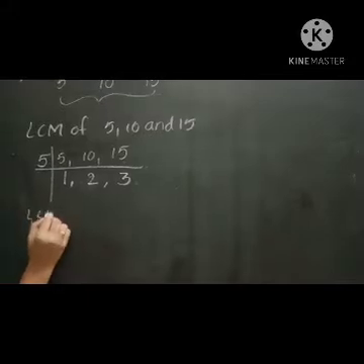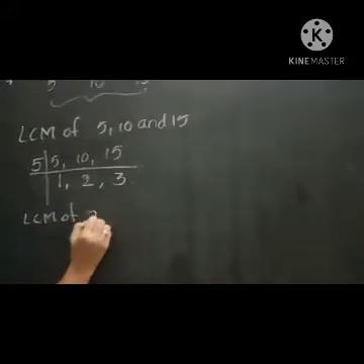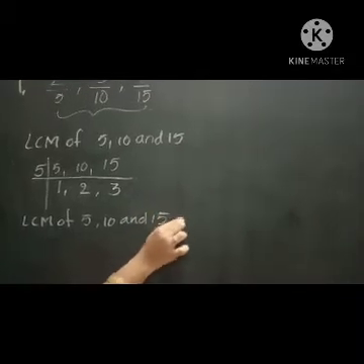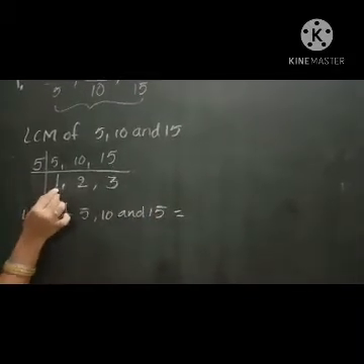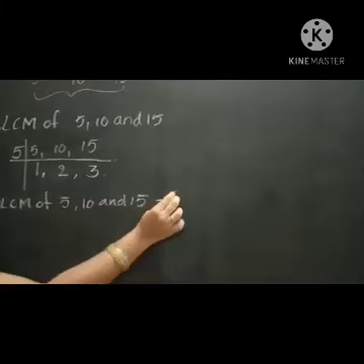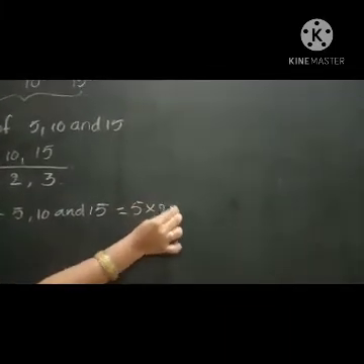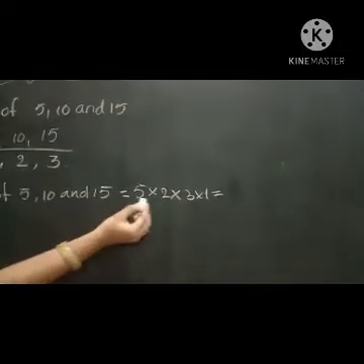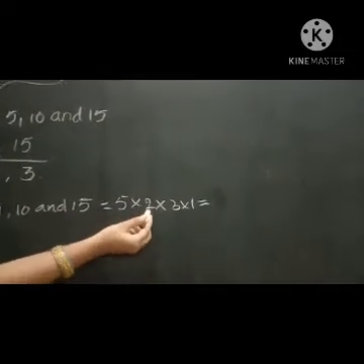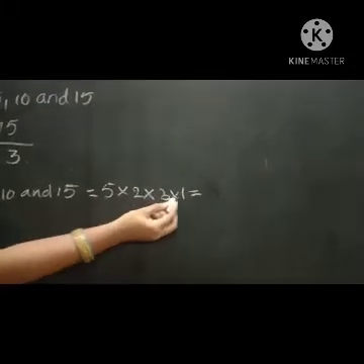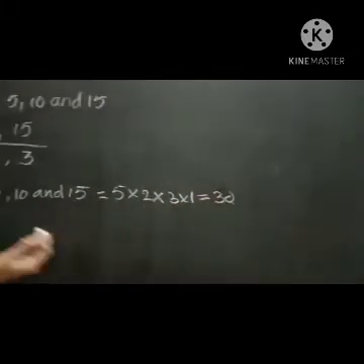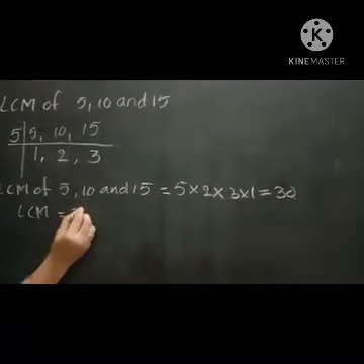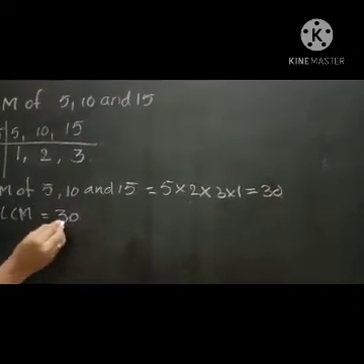So LCM of 5, 10 and 15 is equal to what? The numbers here are 5, 1, 2, 3. 5 into 2 into 3 into 1 equals to how much? 5 2s are 10. 10 3s are 30. Here the LCM is 30. LCM equals 30. We have to take this number as the denominator now.